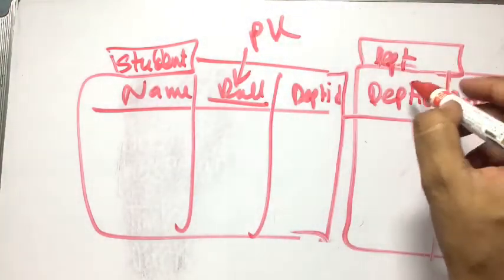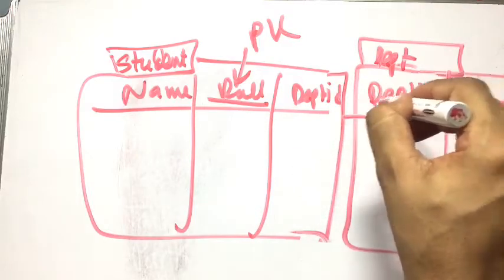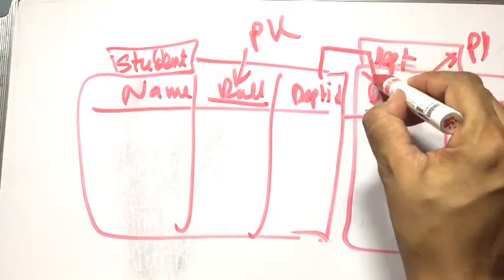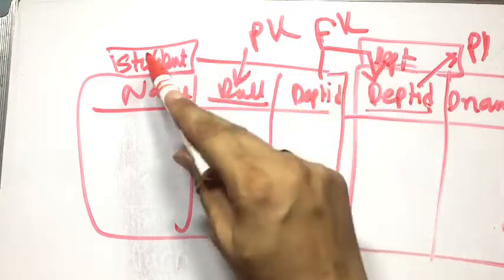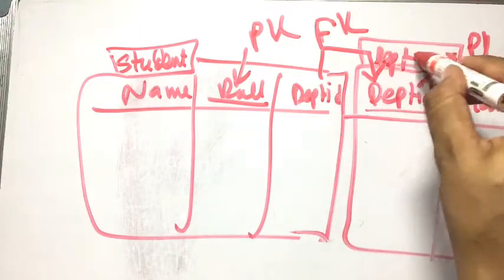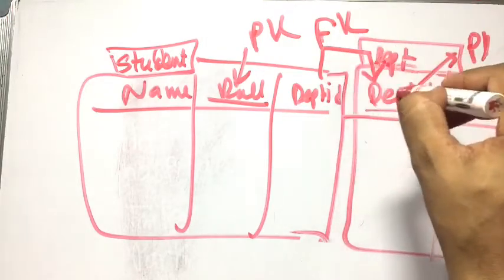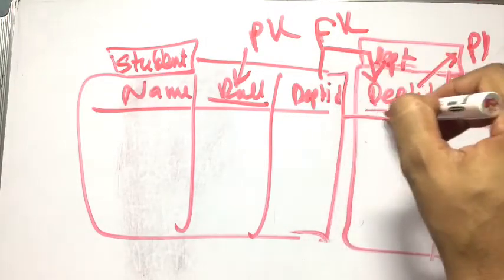And here, this department ID is the primary key of the department table. The department ID in the student table refers to the primary key of that table. So it is a foreign key. This department ID is not a primary key in the student table. So department ID of the student table is a foreign key because it refers to the primary key of the department table.